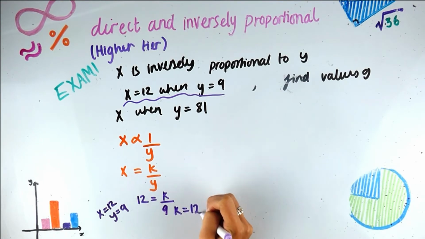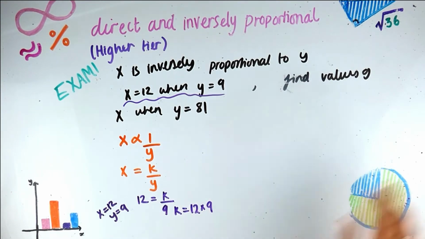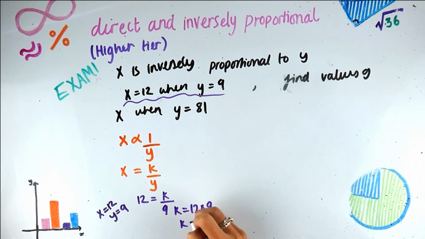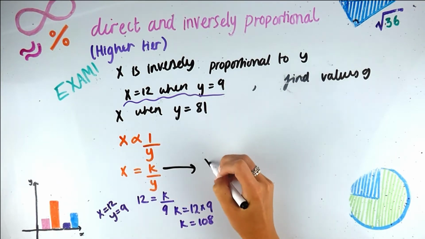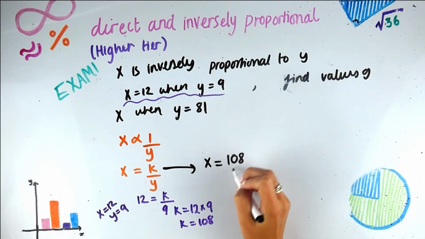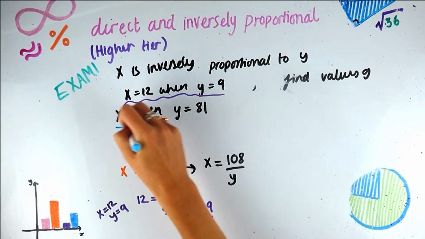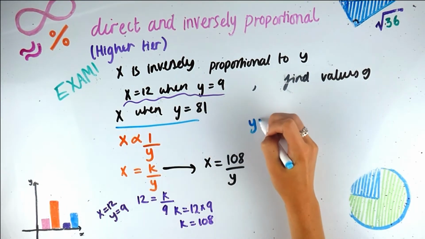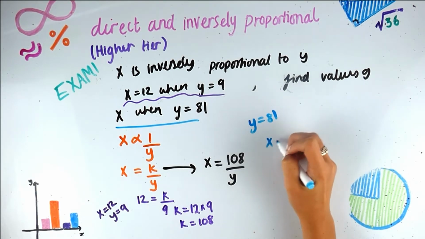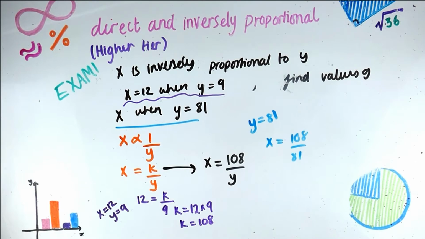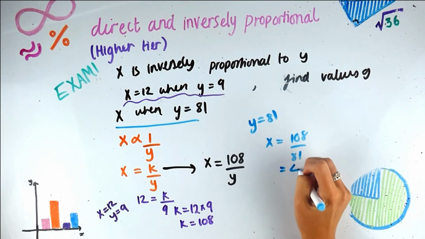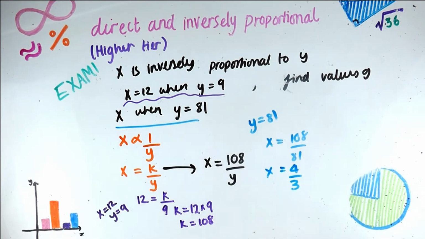So to get k, we do 12 multiplied by 9, which is 108. So k is 108. Therefore, we can now rewrite this as x equals, we now know everything we need to know, k is 108 over y. What's it actually asking us for though? Find x when y is 81. So now we substitute y equals 81 into this equation. x equals 108 divided by 81, which is 4 over 3. Boom.